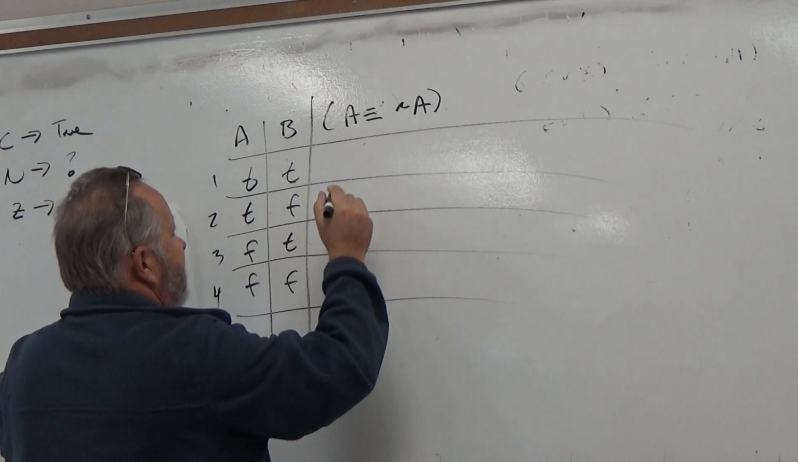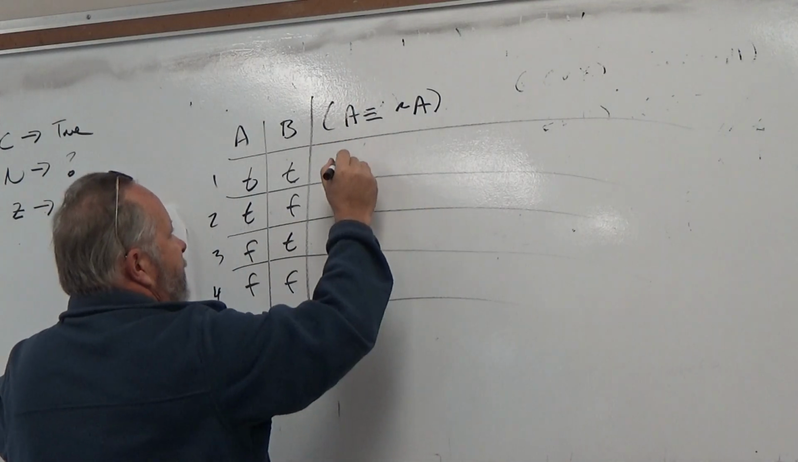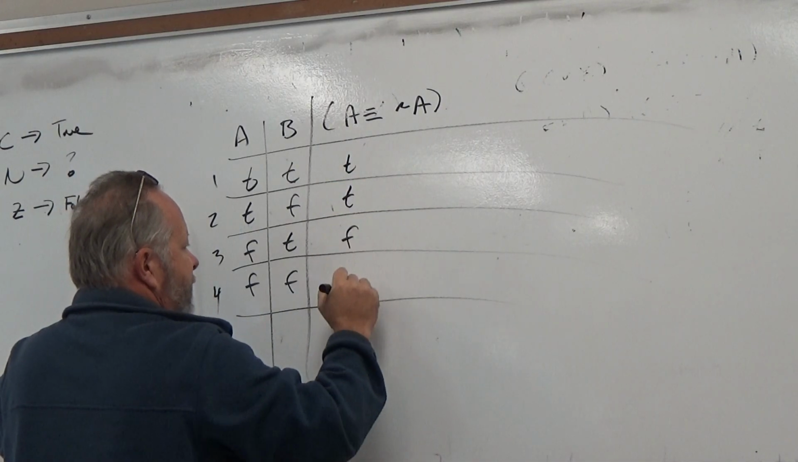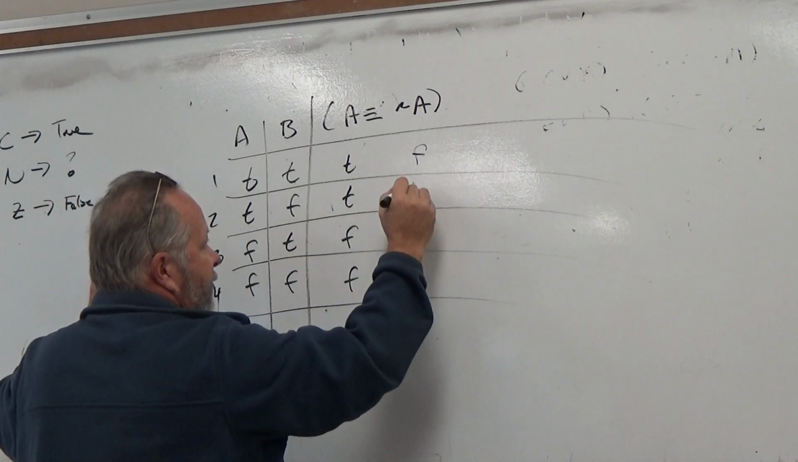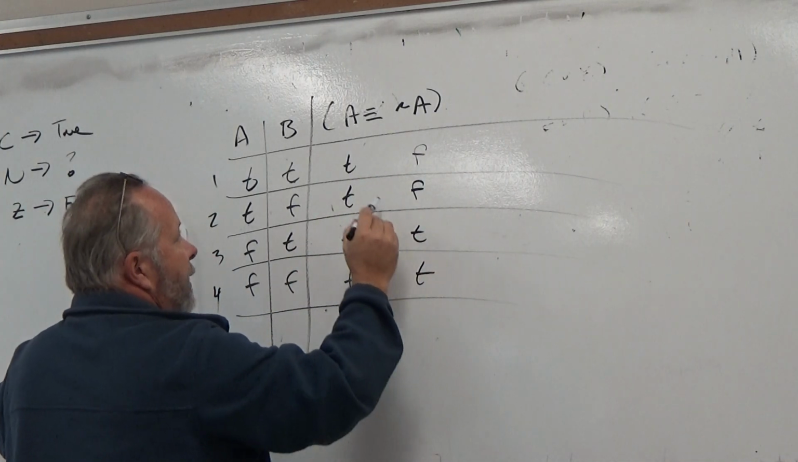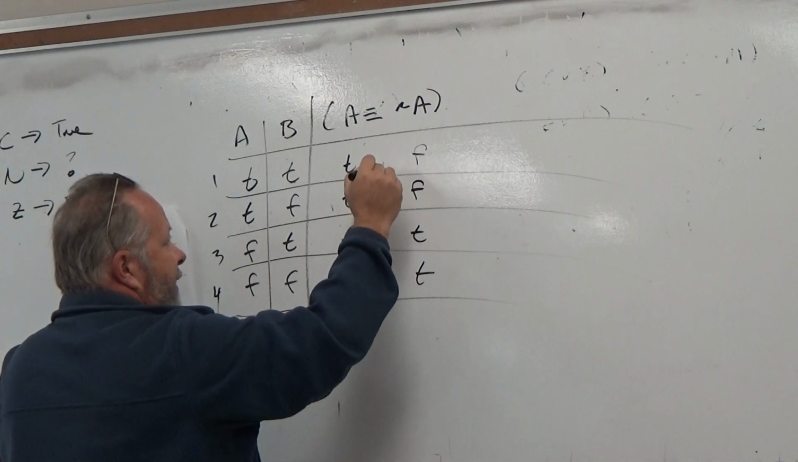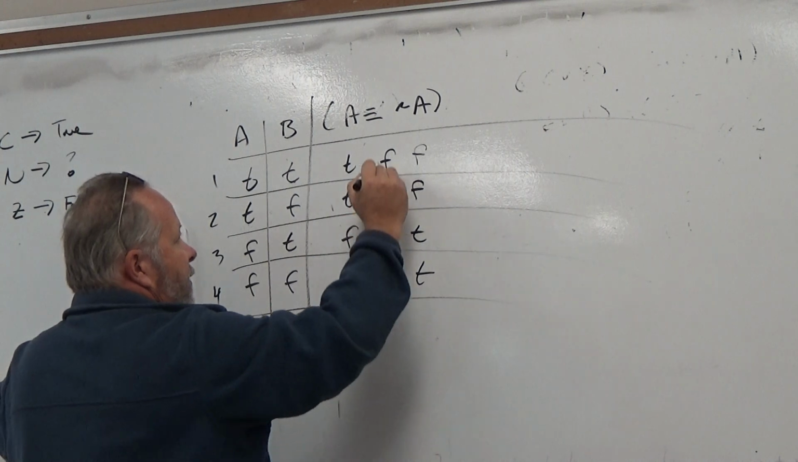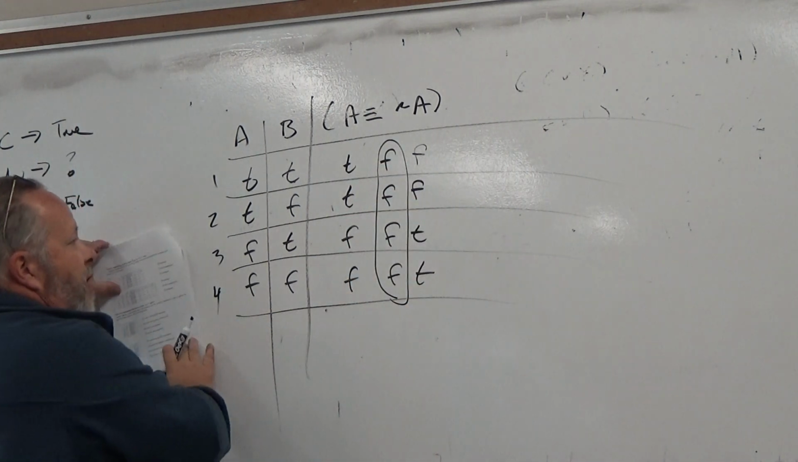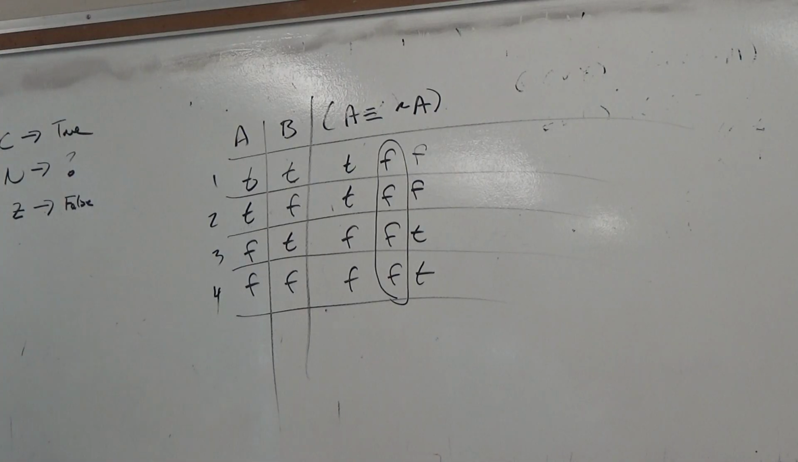Okay. I'm just going to write down A, which is true, true, false, false. And not A is the reverse of the A column, so it's false, false, true, true. Now I can do the if and only if, and I get false, false, false, false. Okay, so my final column is all falses. And so we have tautology, self-contradictory, or contingent, and that would be self-contradictory. When it's always false, it is self-contradictory.